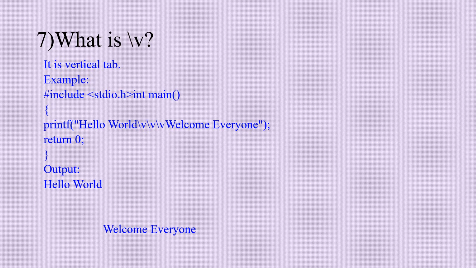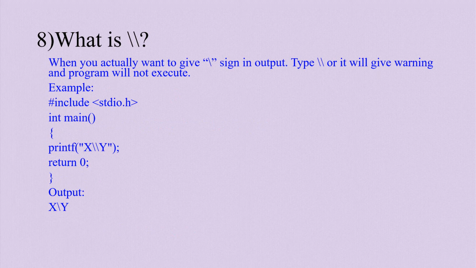Now the next one is the double backslash. Okay, what is this double backslash? The backslash represents the start of an escape sequence. But if you want the backslash sign to be printed in your output, you have to put one more backslash. So you will type the backslash two times, or if you do not do that, you will get a warning whenever you run your program, and your program will not execute.